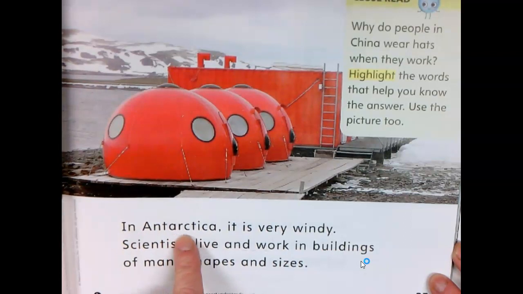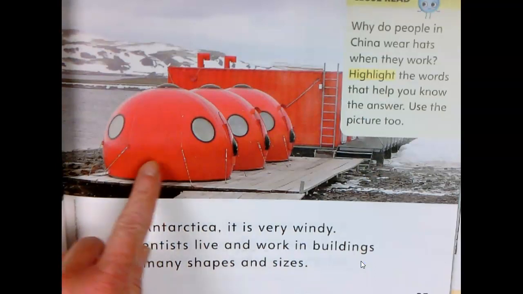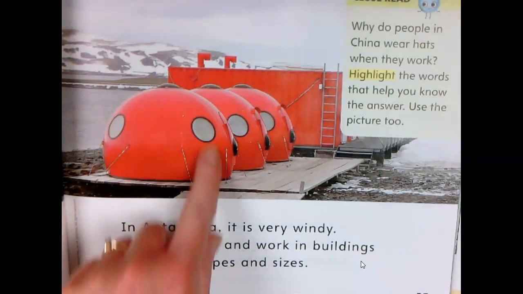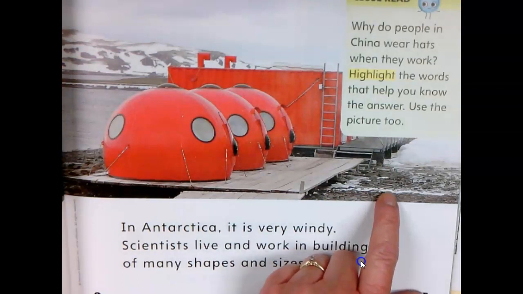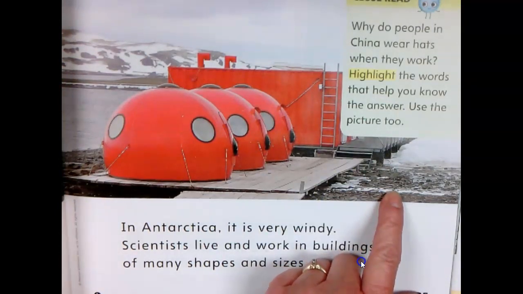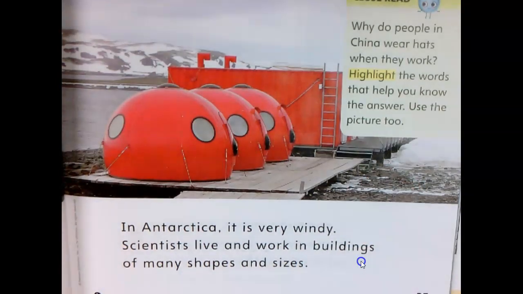Let's look on to the next page. "In Antarctica, it is very windy. Scientists live and work in buildings of many shapes and sizes." So here we have a round shape, and this is a rectangular building. And if you look closely at the water, you see that it's very icy. There's big chunks of ice in it. Very, very cold there. Okay, let's turn the page.